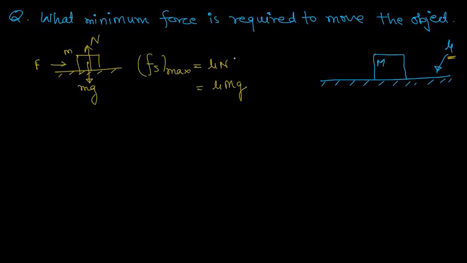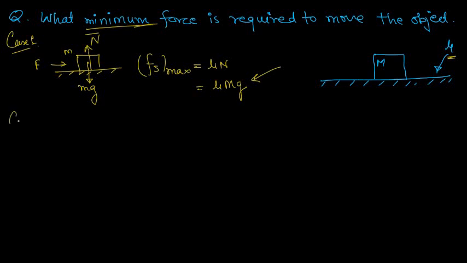If you do this, you are obviously wrong, because this is not the force that is required to move the object. Here it is asked for the minimum force. What should be the minimum force to move this object? So this is case 1, where a horizontal force is applied. But there is no restriction on the direction in which you apply the force.